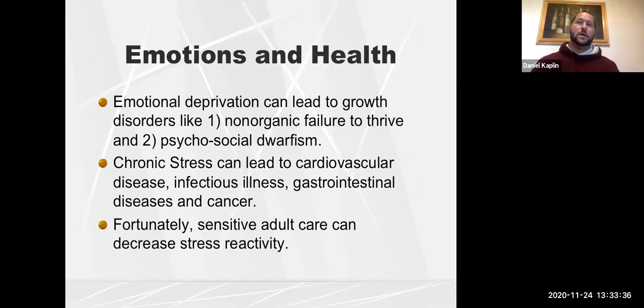Now, fortunately, if parents are sensitive to the needs of their child, if there's effective caregiving, adults have the capacity to reduce stress reactivity in their children. So if I'm going to emphasize something, it's listen to your children, pay attention to their needs, and be attentive as much as possible to reduce their stress levels and reduce the risk of a whole host of things like heart disease, cancer, GI problems, and so forth.